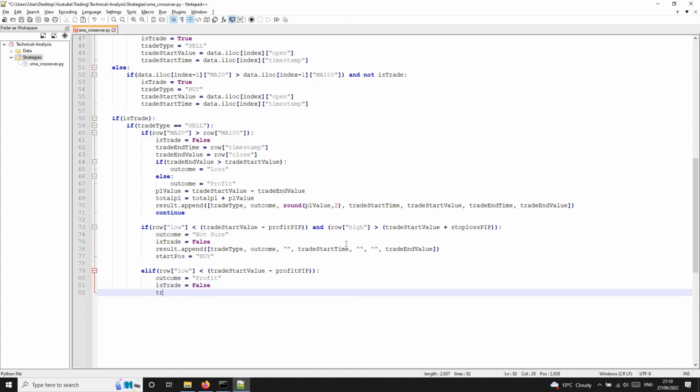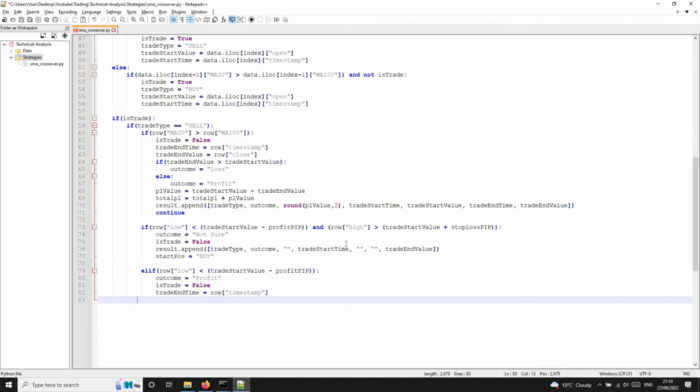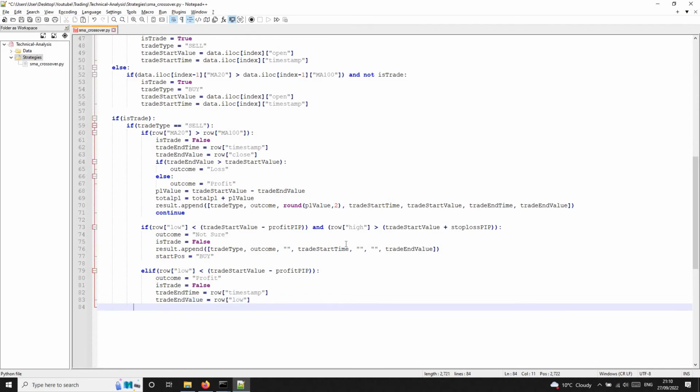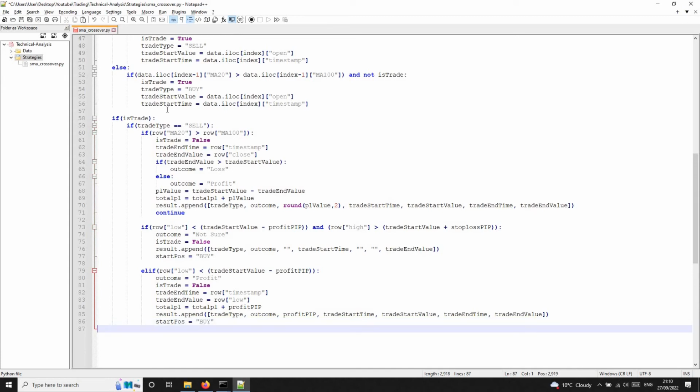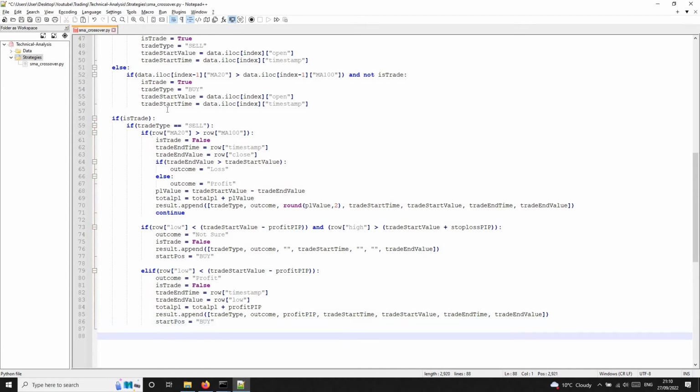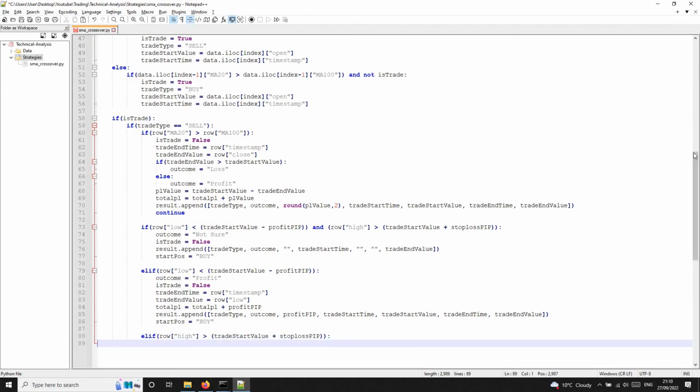We're going to close that trade, and then we're going to capture the trade time and the value of that one, what was the end value, and then we see total profit loss. Okay, here the total profit is the 15 pips, which we have set as our profit target. Okay, and we're going to again append into the result. So again, we're going to set the start position to buy.